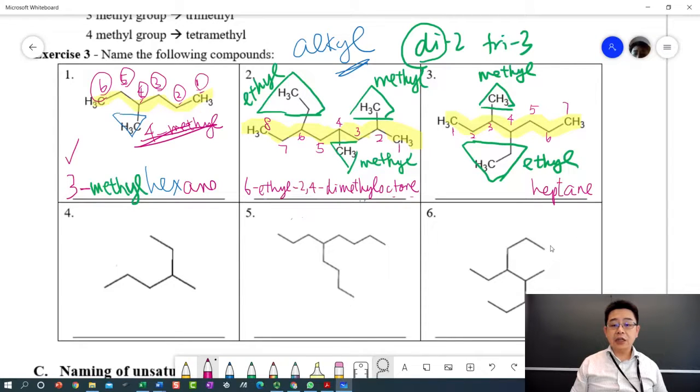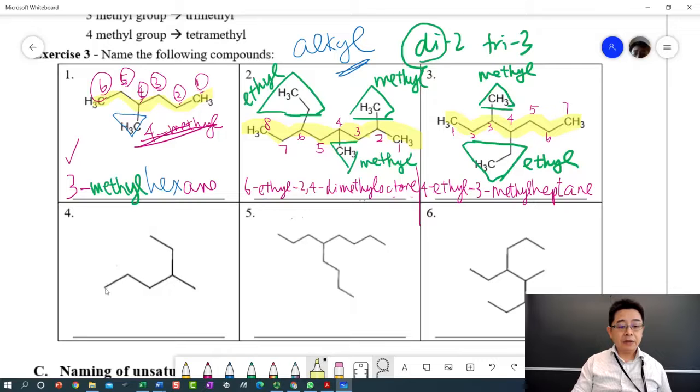Okay, and then side chains in alphabetical order. Remember, ethyl will be the first one, put at the left-hand side. So I write methyl here to continue my word. Right, methyl, position 3, and then hyphen, ethyl, and that will be 4. Just separate them. So the name of this compound is 4-ethyl-3-methylheptane.